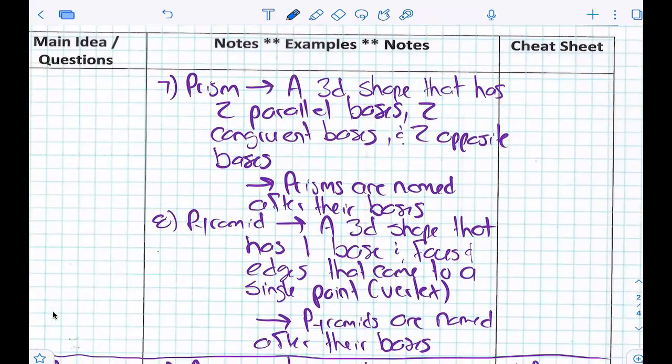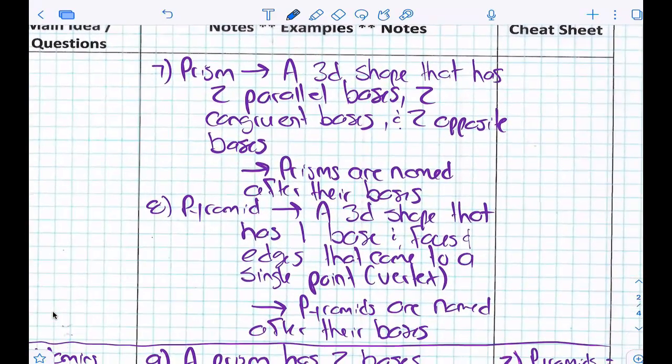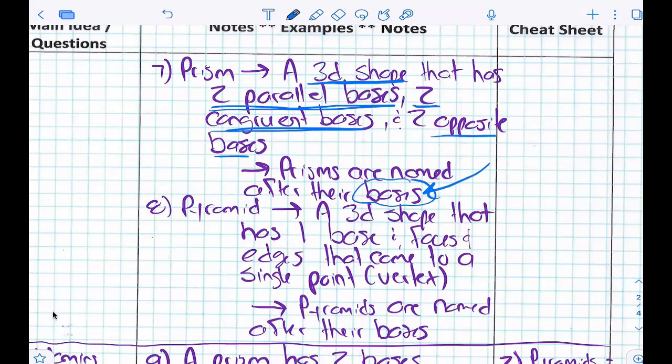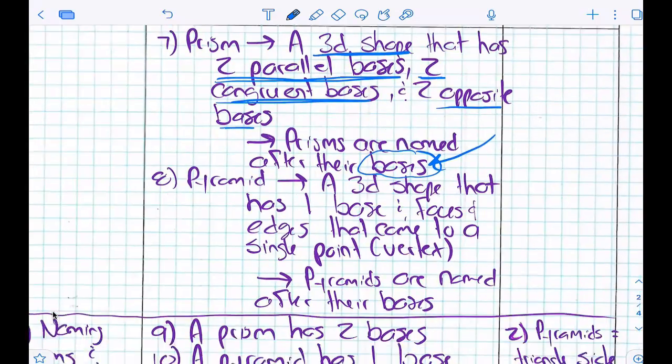Okay, this is big. Prism. You guys ready? Yes. Okay, there's 4 parts to a prism. Part 1, a prism is what kind of shape? A 3D shape. So that's part 1. A prism is a 3D shape. It has how many parallel bases? 2. It has 2 parallel bases. It also has 2 what? Congruent bases. And the fourth thing is it has 2 opposite bases. So if you have all 4 of those things, you definitely have a prism, right? Yes. We know prisms are always named after their bases. Because it's all about the base.